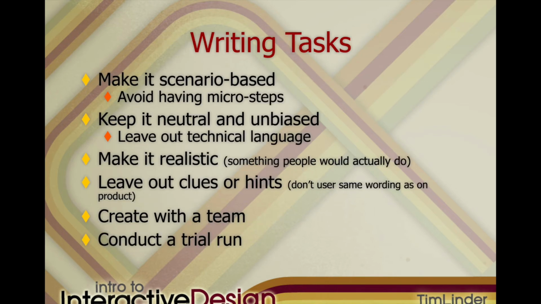So when you're writing them, you want to make it scenario-based, so you're going to avoid having micro steps. An example of this would be, let's say you were interested in signing up for a continuing education class on the STLCC website for summer of 2020. How would you do that? So you give someone that task and then you observe them navigating the STLCC site to see how easy that is.